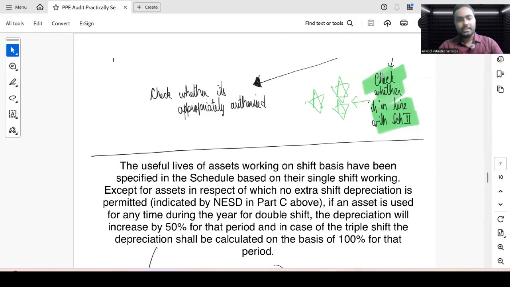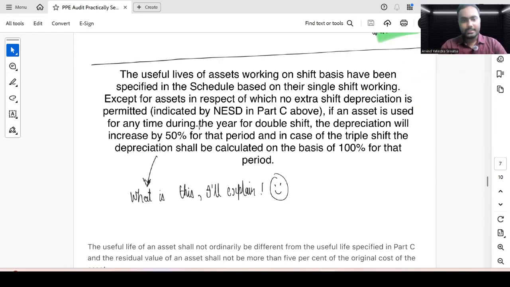Next, I'll just read this out and I'll explain this. The useful lives of assets working on shift basis have been specified in the schedule based on the single shift working. Except for assets in respect of which no extra shift depreciation is permitted, if an asset is used for any time during the year for double shift, the depreciation will increase by 50% for that period, and in case of triple shift, the depreciation shall be calculated on the basis of 100% for that period.